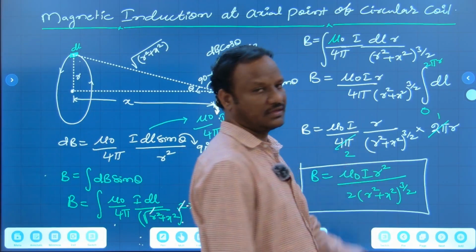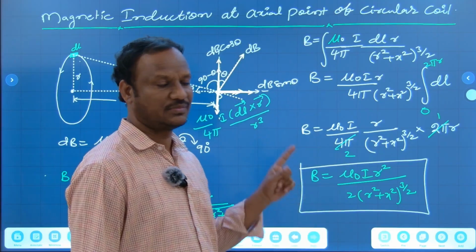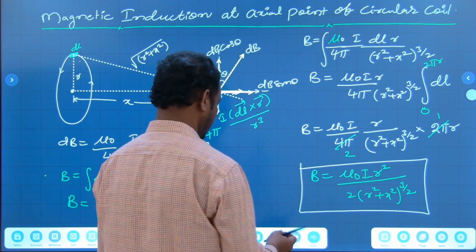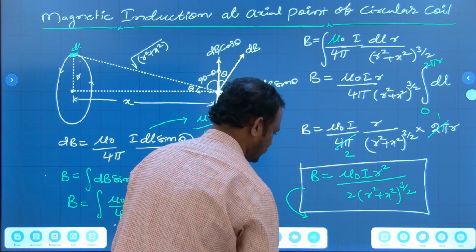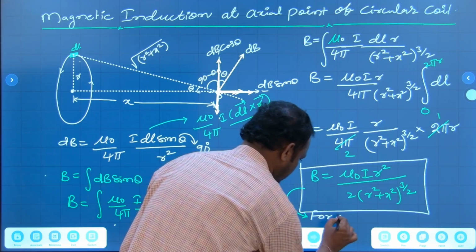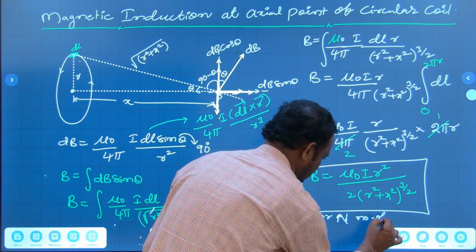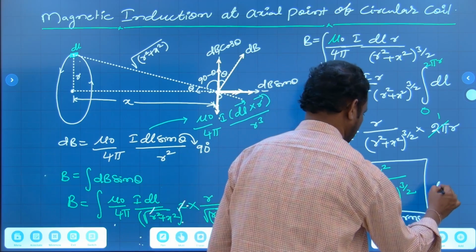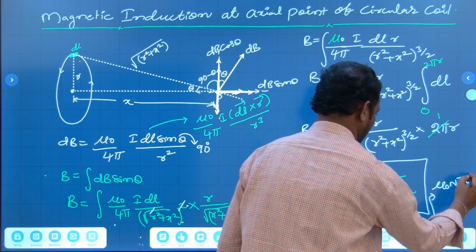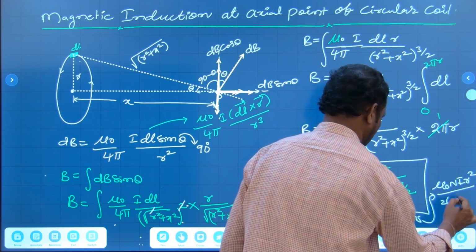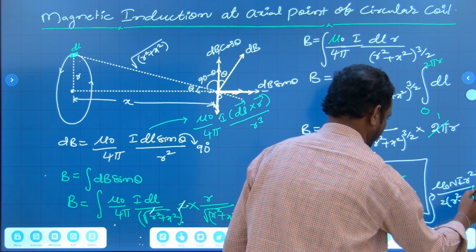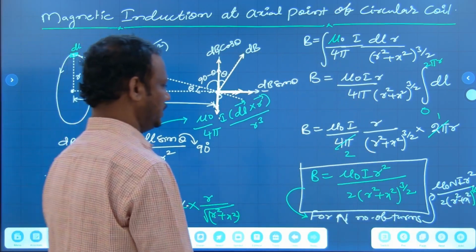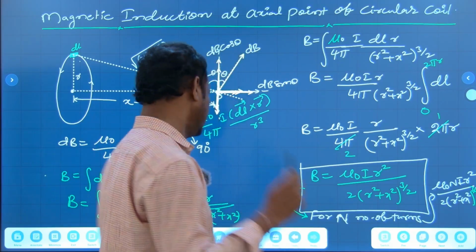For n number of turns, whether you write capital N or small n, definitely it's a capital letter N. So I can write for capital N number of turns, B will be mu naught N I R square by 2 into R square plus X square to the power of 3 by 2 is the relation.